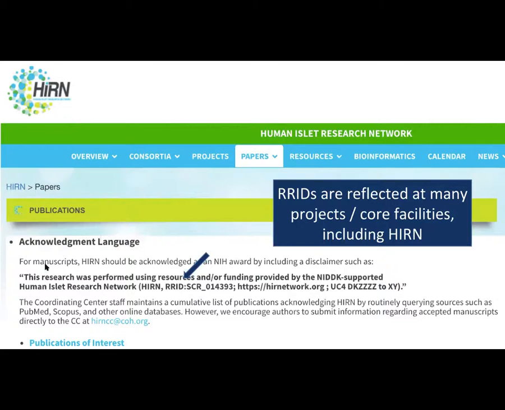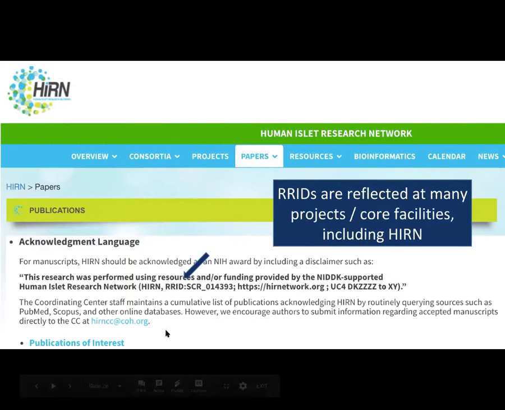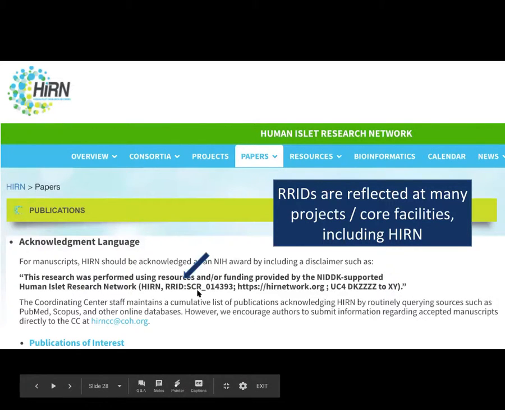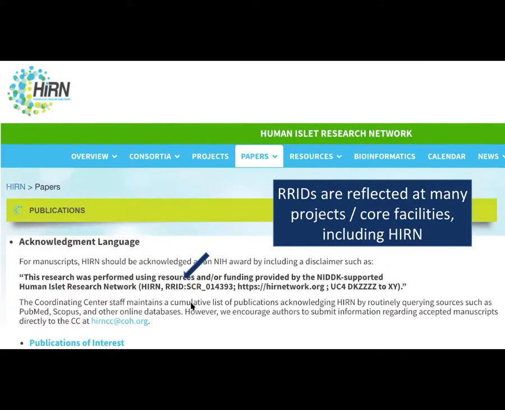So this is the acknowledgement language to go into your publications. If you are using any of the resources from HERN, you're asked to acknowledge this particular RRID, which is part of the tool section of the RRID initiative, and that helps the people who are trying to cite you. It clarifies how you would like to be cited, and then that information again becomes part of this record.